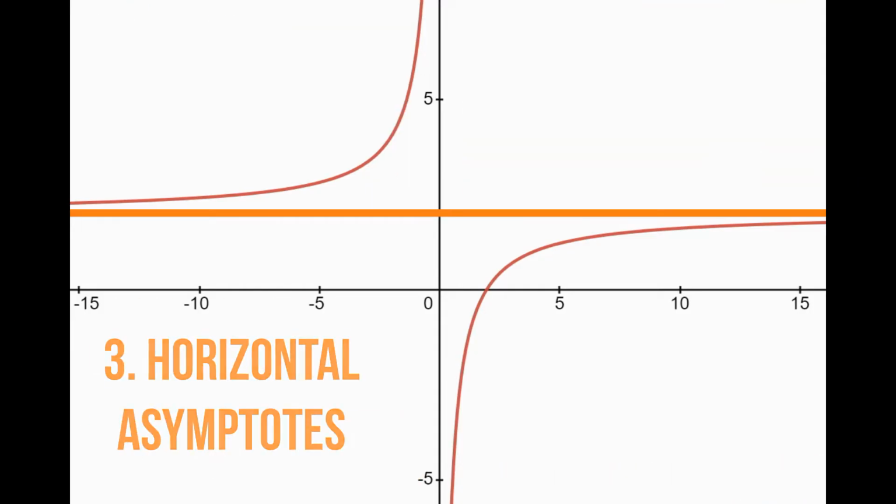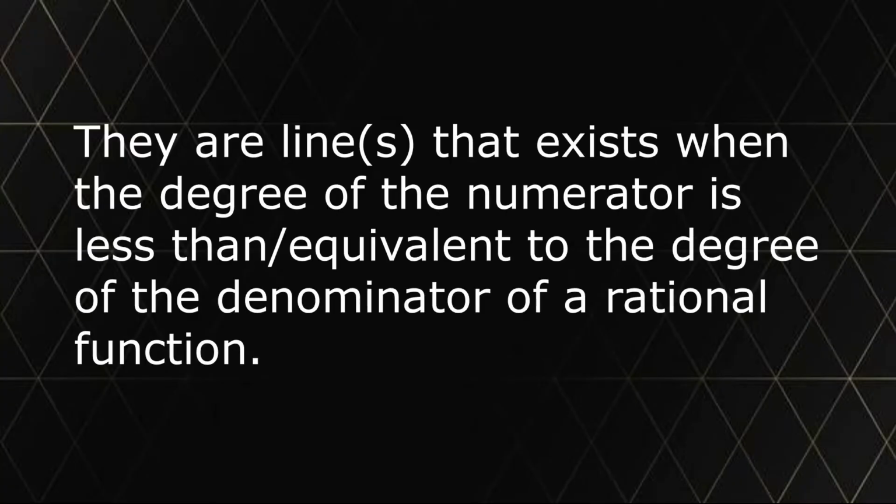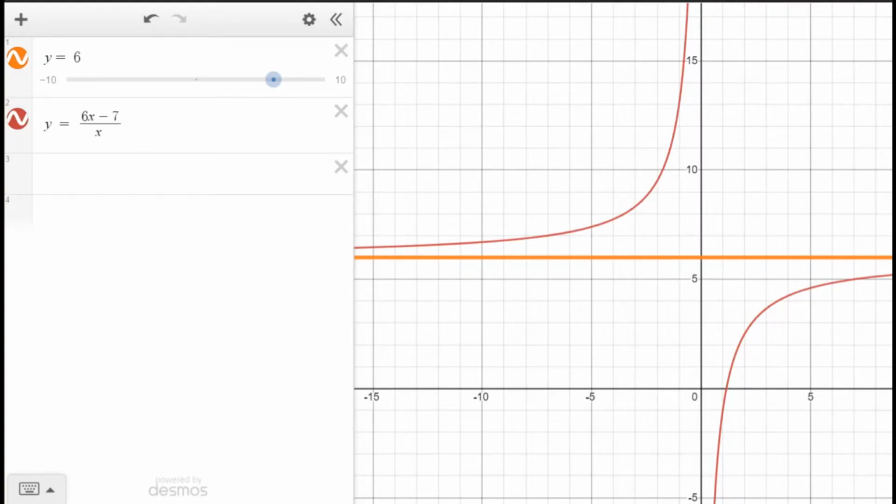Number 3. Horizontal asymptotes. Horizontal asymptotes are lines that exist when the degree of the numerator is less than or equivalent to the degree of the denominator of a rational function. For example, this equation y equals 6x minus 7 over x. So 6x and x have the same degree, hence you can assume that y equals m over n, which equals 6. Therefore, the horizontal asymptote is y equals 6, which is highlighted in orange.